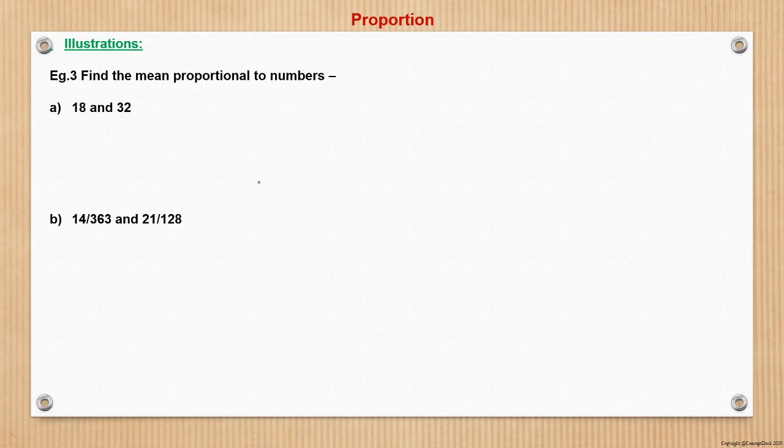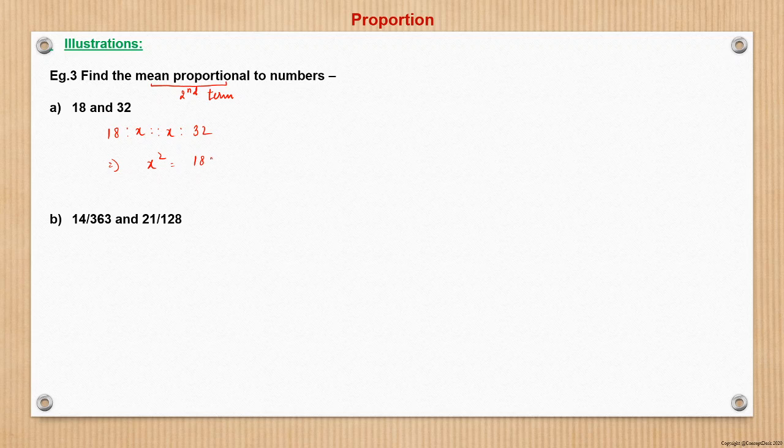Now here, to find the mean proportional. Mean proportional is there in both the normal proportion and in continued proportion. In continued proportion, the second term is known as the mean proportion. If it is mean proportion, then it has to be the second proportional or second term. So here 18 is to x is x is to 32. We know that the product of means is the same as the product of extremes.